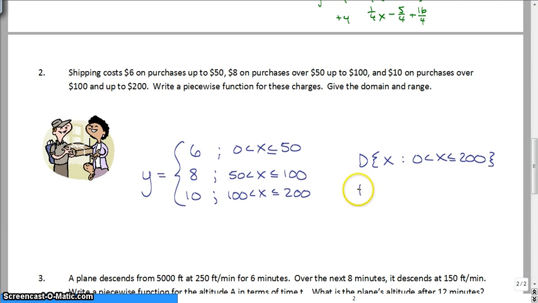But the range, think about the range. The range is when y is equal to 6, 8, or $10. Okay, that's it. If your item costs $57, you're going to pay, I'm sorry, $8 in shipping. If your item costs $150, you're going to pay $10 in shipping. It's not like it's an increment per dollar. It's for a certain group. So your shipping costs are only going to be $6, $8, or $10.